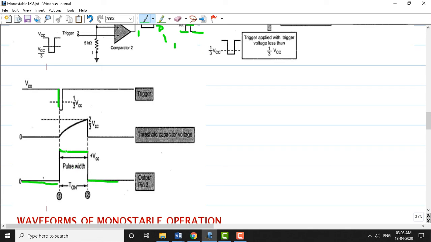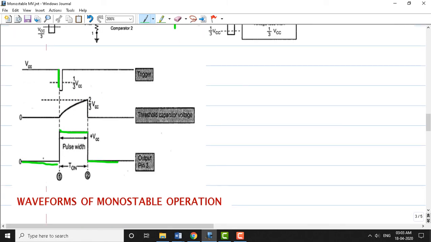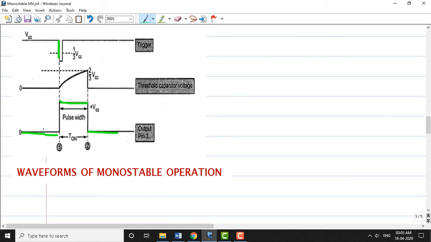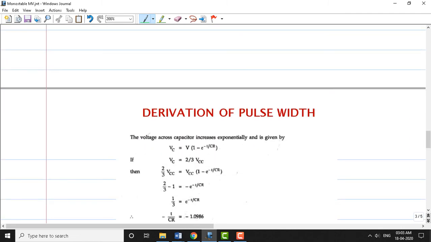This high level state, or quasi-stable state, or temporary state, will not last for long. It depends on the resistance and capacitor here. But the stable state is zero for this monostable circuit. So this is the threshold or capacitor voltage waveform, and the last waveform is the output waveform. This shows the waveforms of monostable operation using the 555 timer.